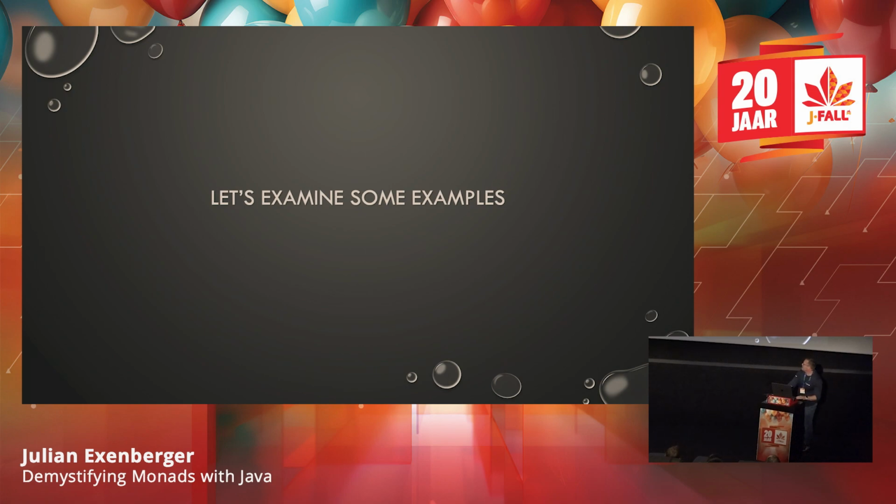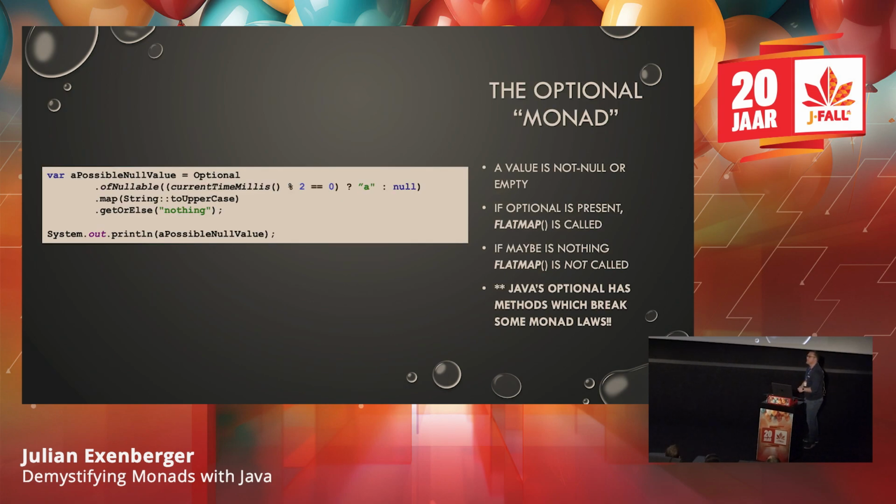Okay, so the first example is the optional monad from the JDK. Now, I just want to put this in inverted commas, right? The optional that you get with Java is not a pure monad. It has some methods on it that break the monadic rules. Okay, now to the credit of Oracle, they don't actually say that optional is a monad. They don't try to sell it as such. But the optional that we get from Java still has very monadic type of behavior.